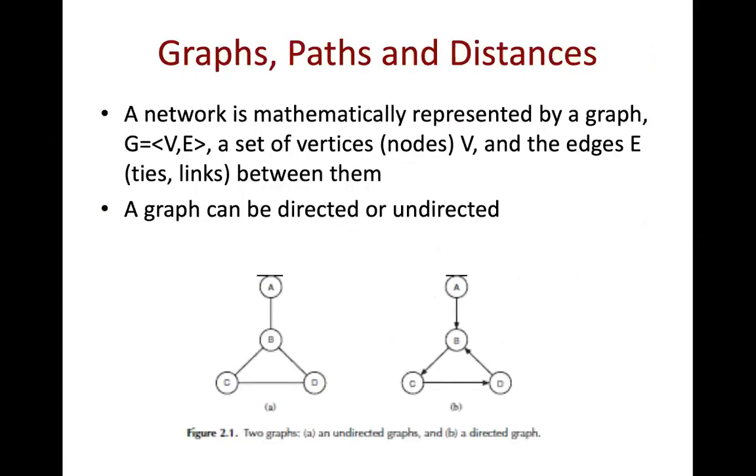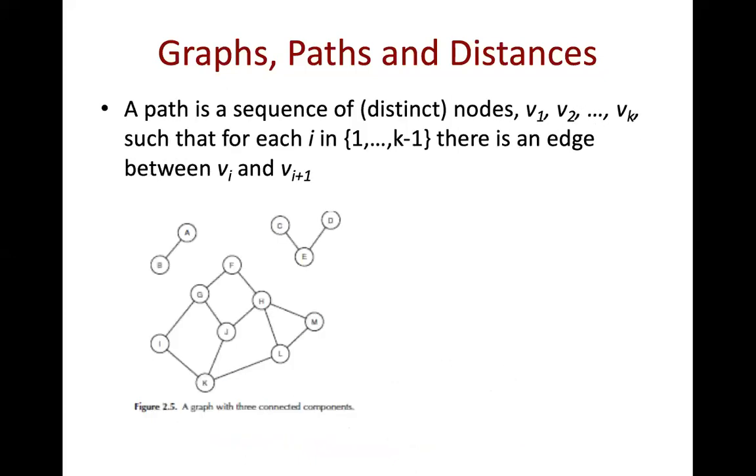A network is mathematically represented by a graph, where we have V vertices and E edges: the set of vertices, or nodes, V, and the set of edges between them. A graph can be directed or undirected. You know this from your discrete maths lectures, and the same applies to, let's say, social networks, where we have direct and indirect following, etc.